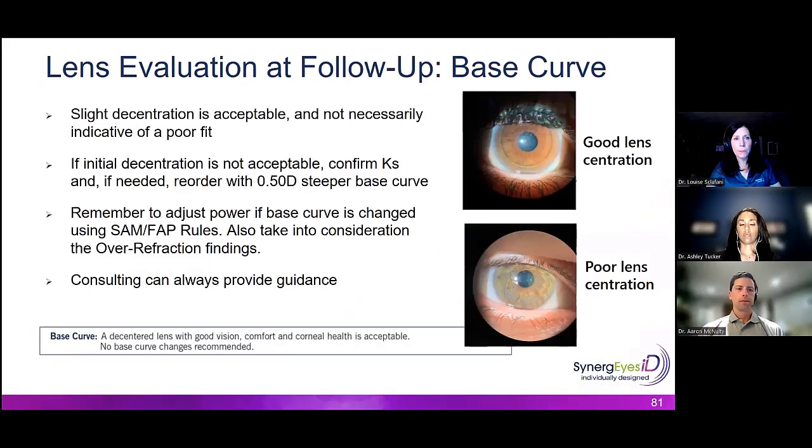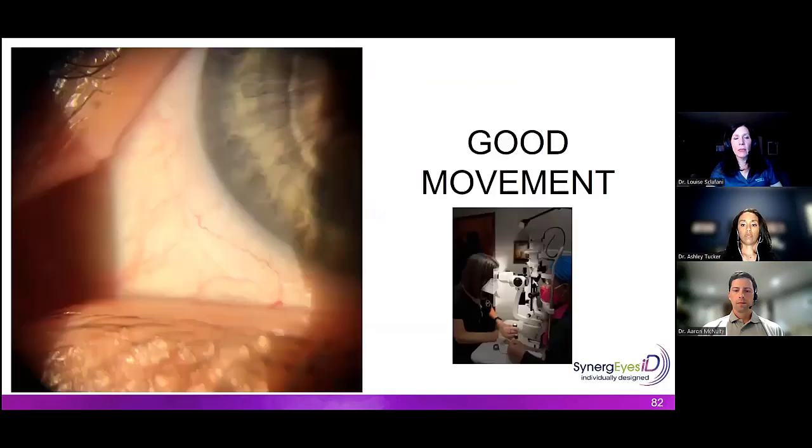It's very uncomfortable. And then looking at the base curve, obviously we like that good centration. Poor lens centration is only going to cause poor vision and potentially discomfort. So often it's a matter of maybe we took the Ks wrong, and we will remediate that by going a half a diopter steeper, and we're using the SAM and FAP rules with that patient to modify the power. Obviously, consulting can give you some guidance, and then we want to look at that movement.